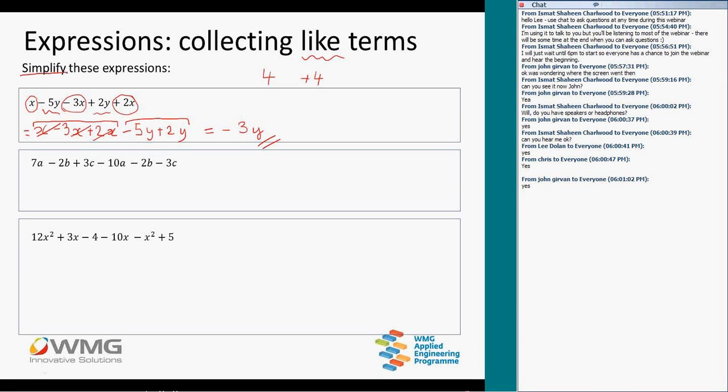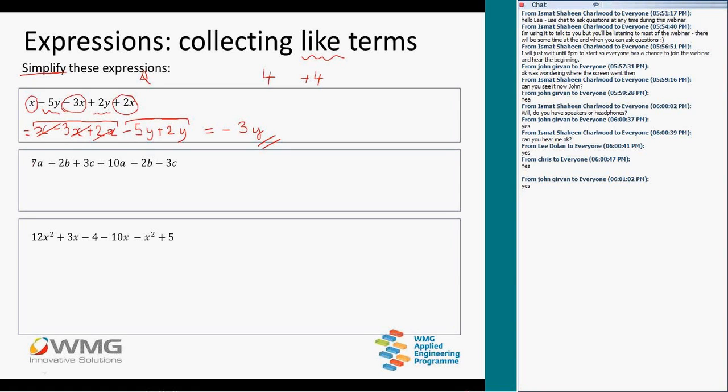Just an aside, why are these expressions and not equations? Because they're not equal to anything. So this is an algebraic expression, made up of terms added to and subtracted from each other.